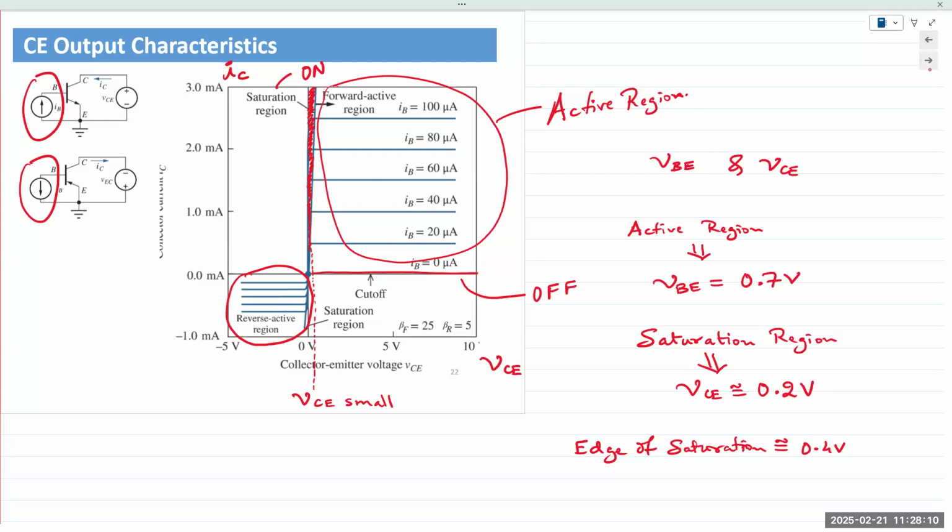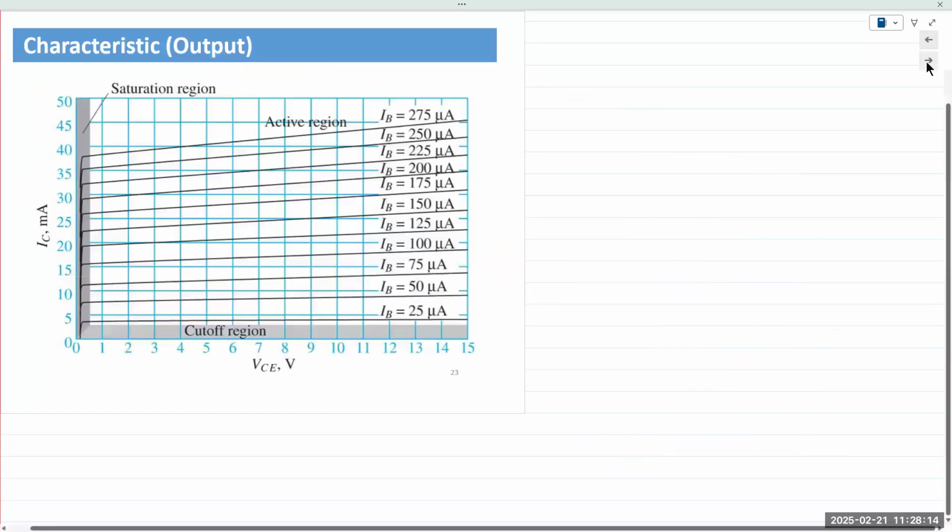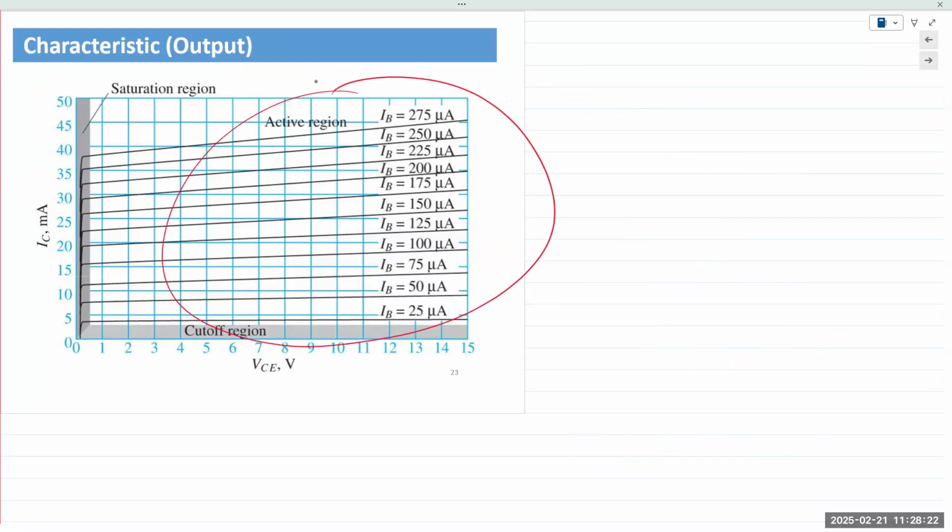All right, let's take a closer look at just the active region right there. So we take a look here. And again, you have an entire set of data for each value of IB. As the input current increases, the collector current increases accordingly, right? It's a direct relationship. IC is beta times IB.